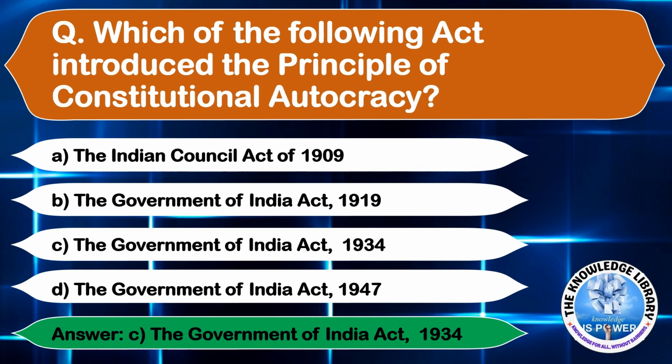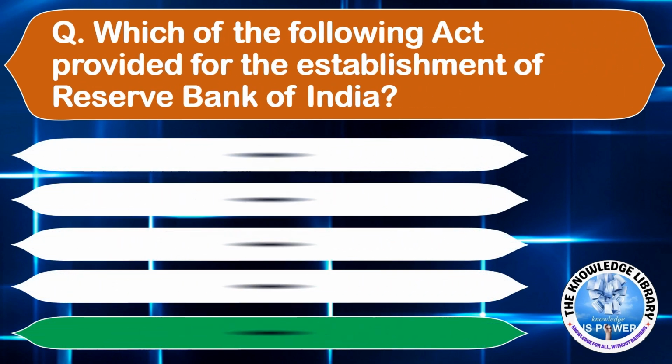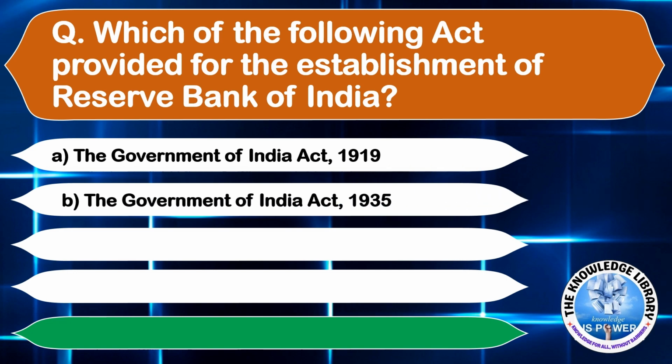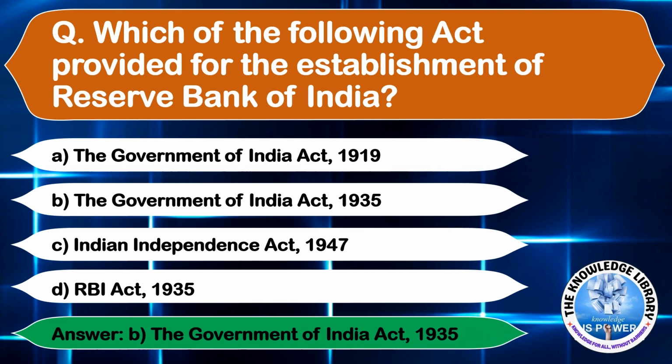The next question is, which of the following acts provided for the establishment of Reserve Bank of India? Option A, the Government of India Act 1919. Option B, the Government of India Act 1935. Option C, Indian Independence Act of 1947. And option D, RBI Act of 1935. The correct answer is option B, the Government of India Act of 1935. Moving on to the next question.